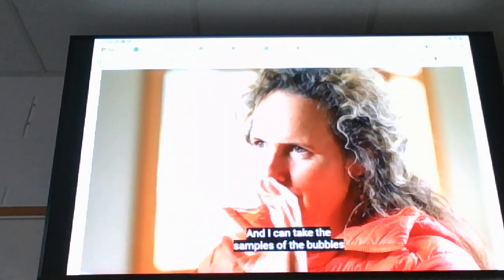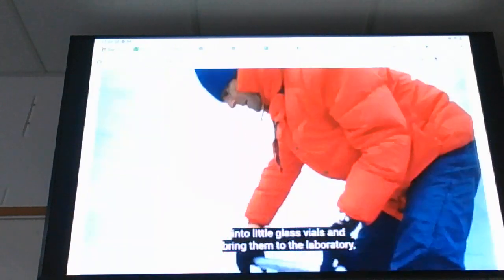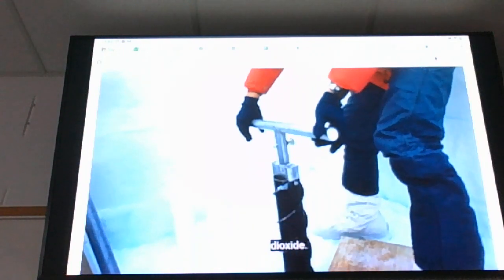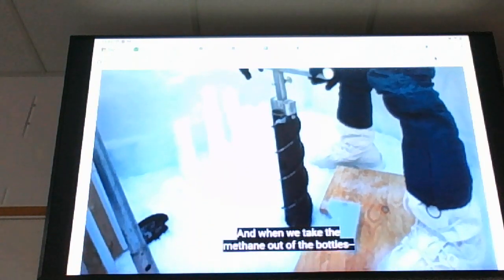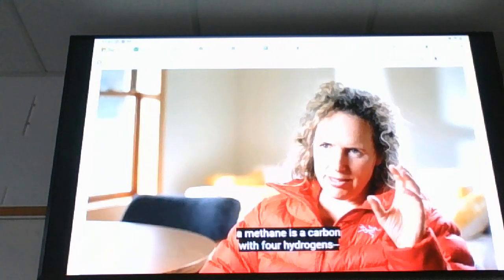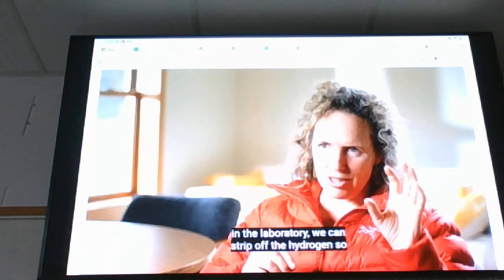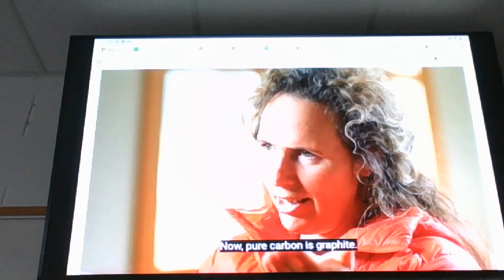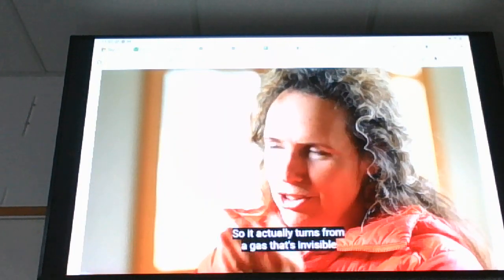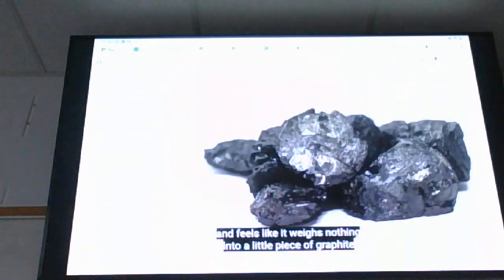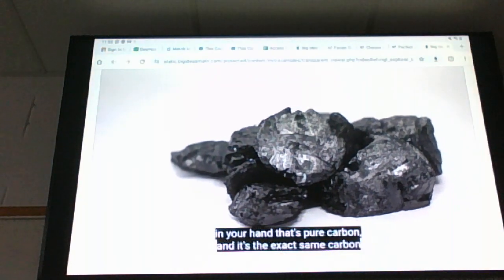And I could take the samples of the bubbles into little glass vials and bring them to the laboratory, and I study how much methane and carbon dioxide is in the bottles. And when we take the methane out of the bottles, methane is a carbon with 4 hydrogens. In the laboratory, we can strip off the hydrogens so that we have pure carbon now. And pure carbon is graphite. So it actually turns from a gas that's invisible and feels like it weighs nothing into a little piece of graphite in your hand that's pure carbon.